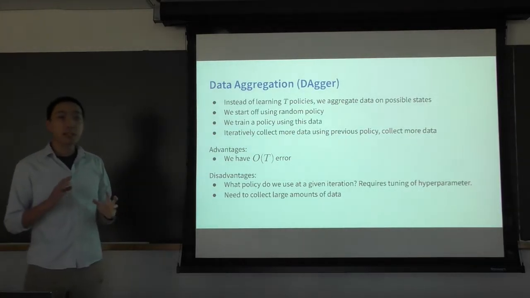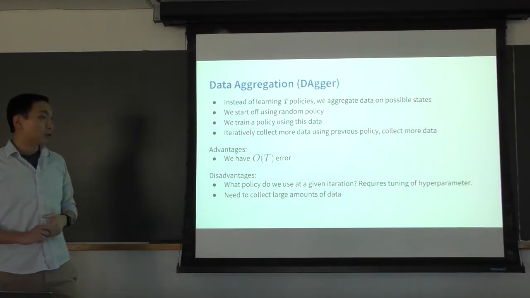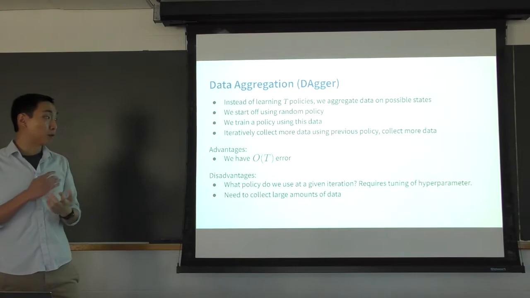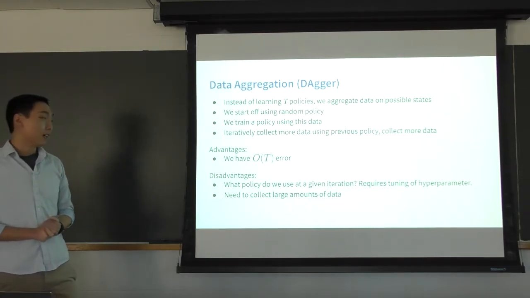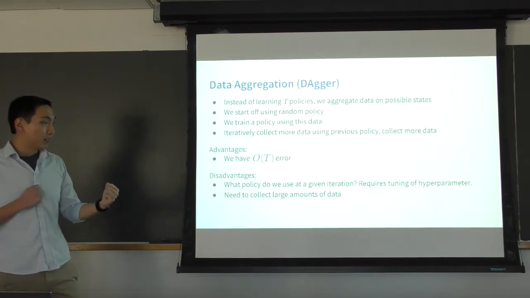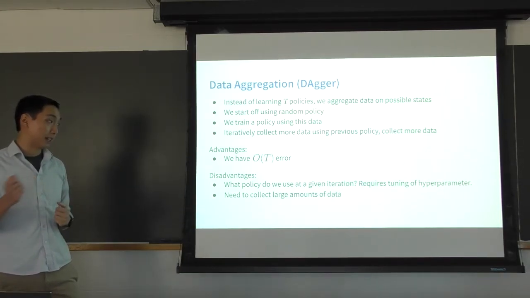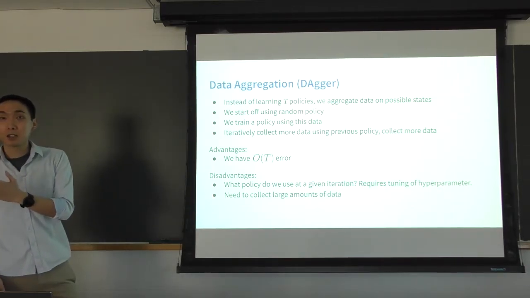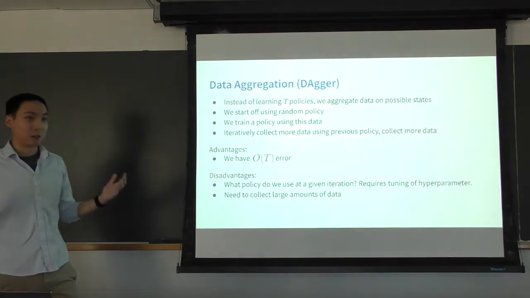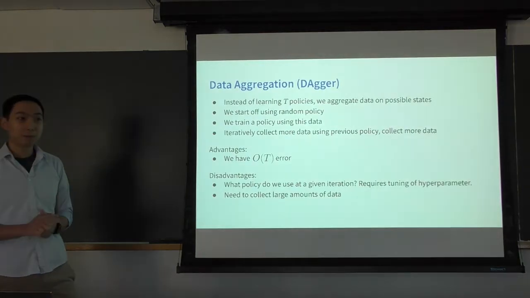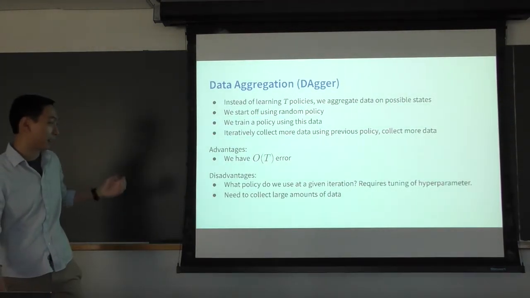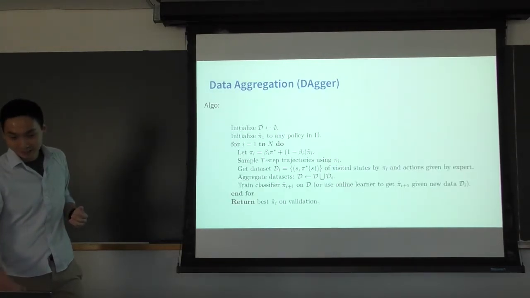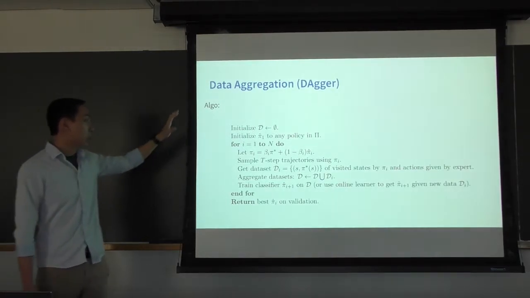So what kind of policy do you use at a given iteration to collect the data? Remember, we have two policies. We have our current best policy, our current most up-to-date policy, and we also have the expert policy. So Dagger at each step, you need to pick, do I use my policy or do I use the expert policy to collect data? And that, as you can imagine, is simply a hyperparameter that you can tune and pick. If you have done a grid search on hyperparameters before, it's very expensive, it's not fun. And you also do need to collect a lot of data. Dagger, data aggregation, it's in the name. Yeah, so let's take a look at the pseudocode.